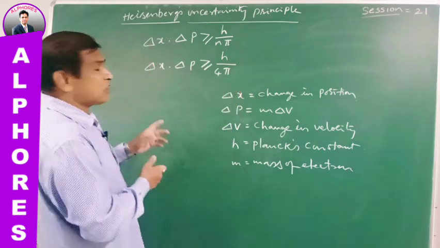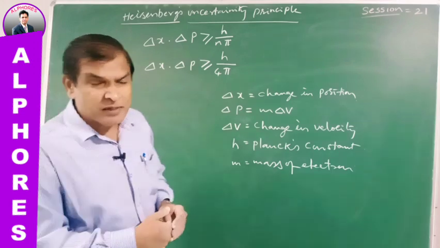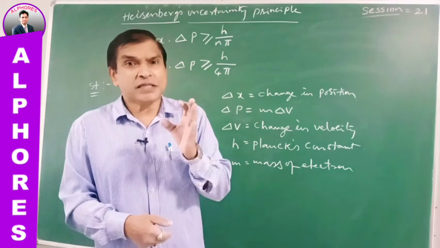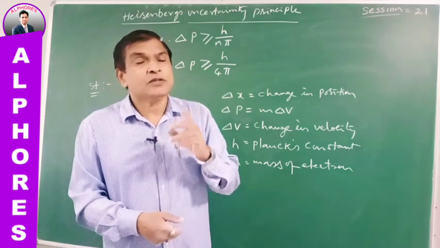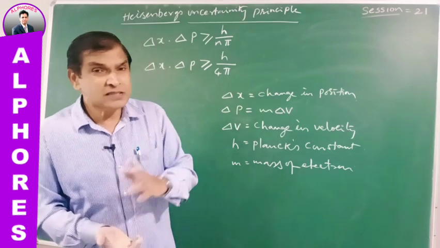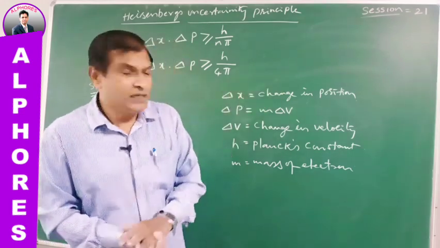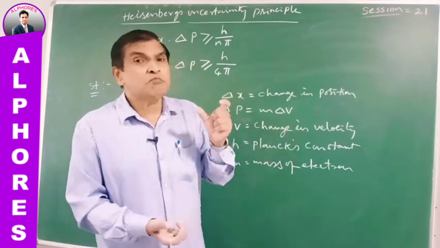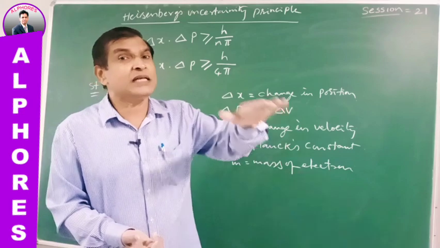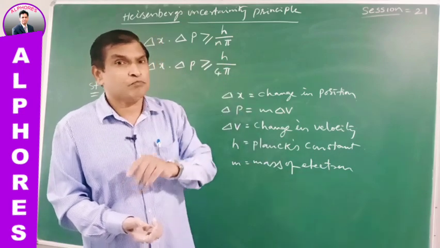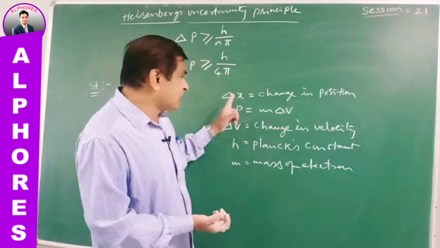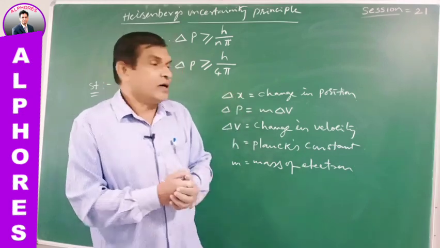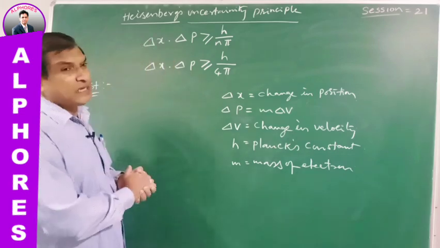Once again, the statement of the uncertainty principle: it is impossible to determine simultaneously and exactly, that means accurately, the change in position, that is the uncertainty in position, and the change in velocity, that is the uncertainty in velocity, of the electron revolving around the nucleus.